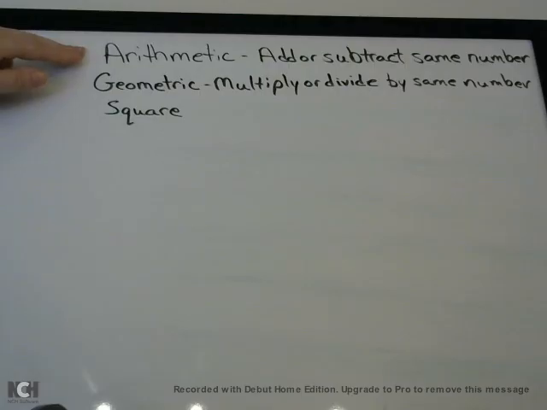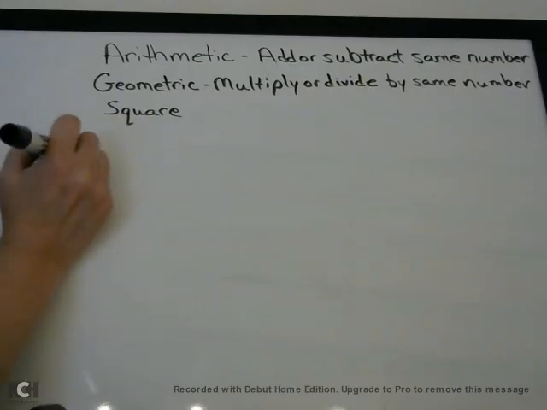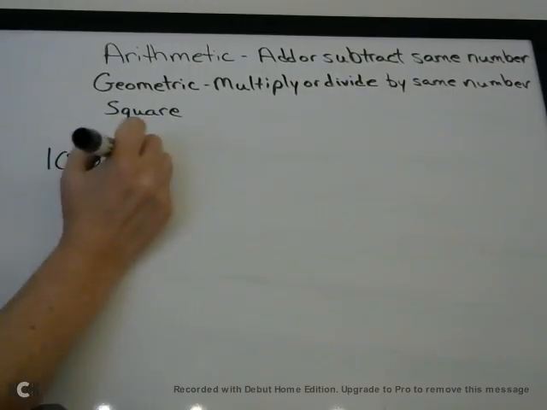One is called arithmetic, and that's where you're going to add or subtract the same number to each item in the sequence. And then there's geometric, where you're going to multiply or divide by the same number. And then I'm also going to show you a special case of square. And then we're going to talk about patterns. So we'll get started by just showing a possible problem here.